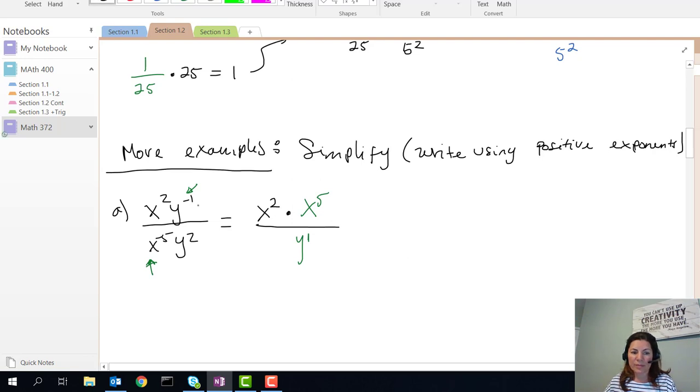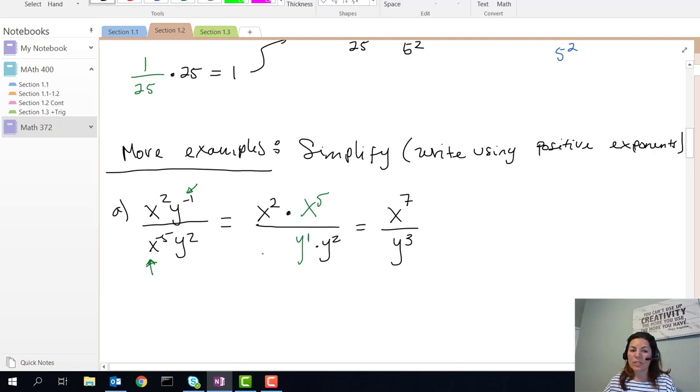So the ones with the green arrows are the ones that I move, and then I have my y squared on the bottom still. And now I can use the rules of exponents that says as long as you have the same base, we can add the exponents. So I'm going to have x to the 2 plus 5, which is 7, and y to the 1 plus 2, which is 3. And that will be my final answer.